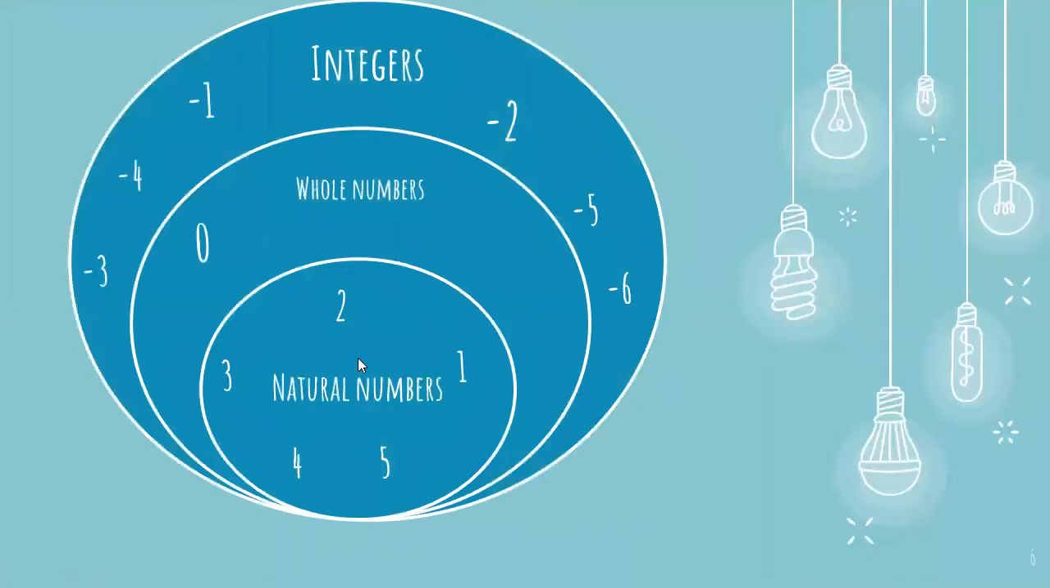So here we have natural numbers which consist of 1, 2, 3, 4 and 5, and whole numbers which consist of 1, 2, 3, 4 and 5, and so on, and also 0. But integers consist of -1, -2, -3, -4 and so on with 0, and also 1, 2, 3, 4, 5 and so on. So basically it consists of all these numbers in infinity.